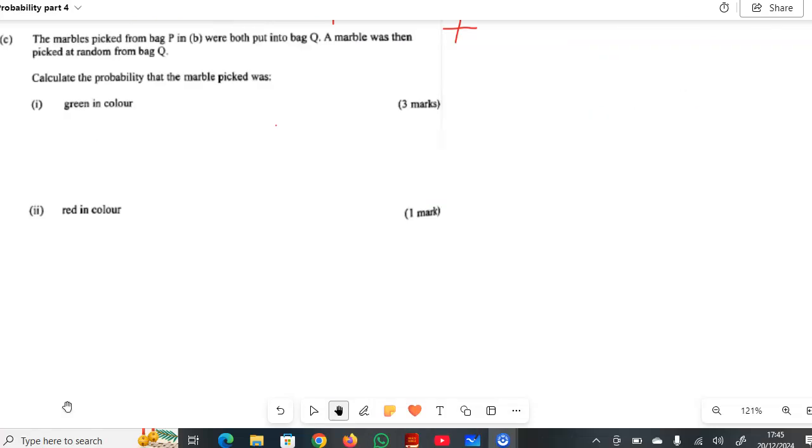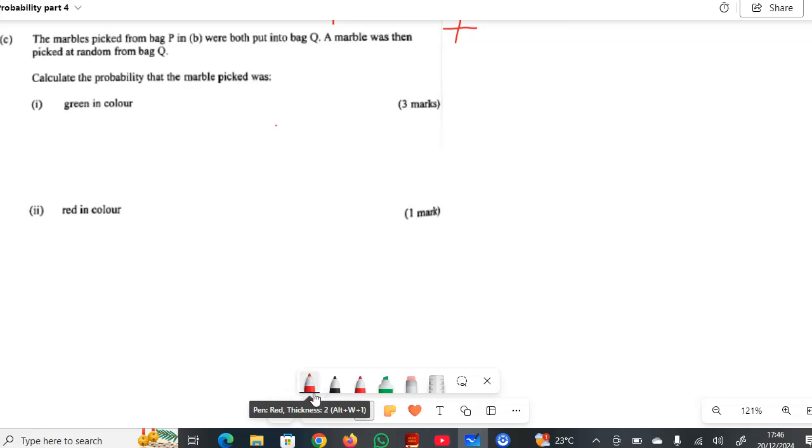The marbles picked from bag P in B were both put in bag Q. A marble was then picked at random from bag Q. Calculate the probability that the marble picked was green in color, and then part 2, red in color. So in this case, we need first to go back to our probability for part B. We're just going to do that diagram again of picking the two marbles from bag P.